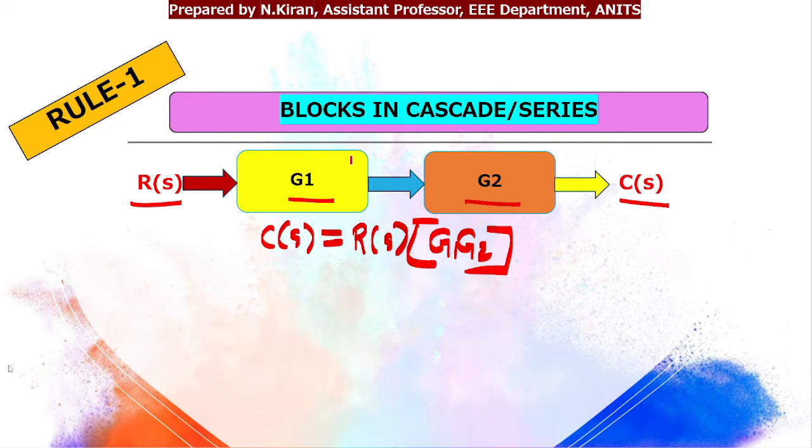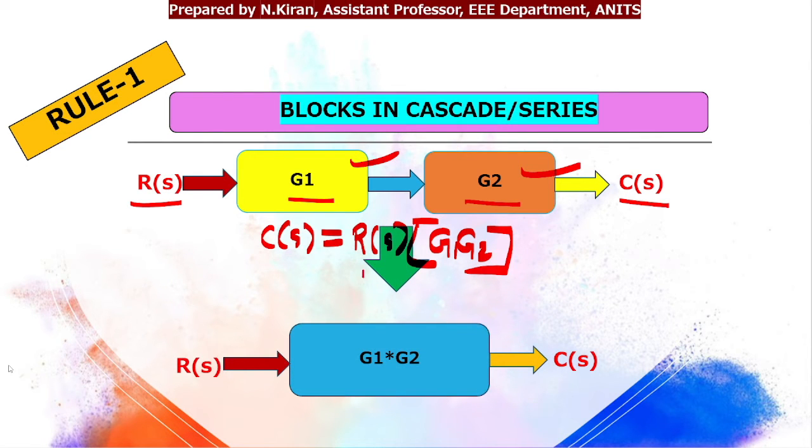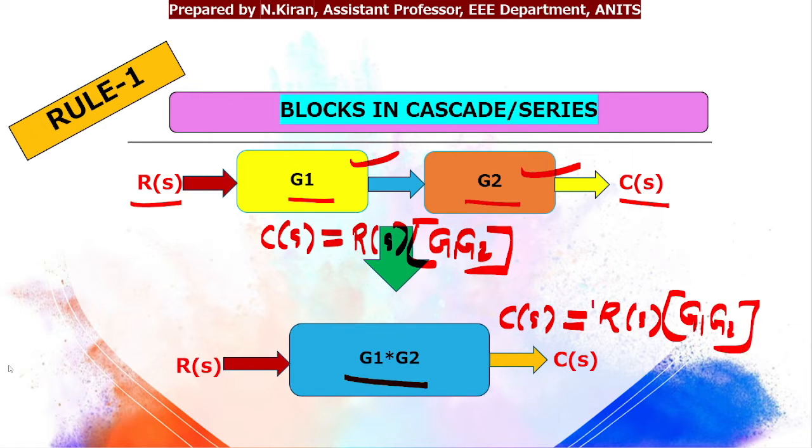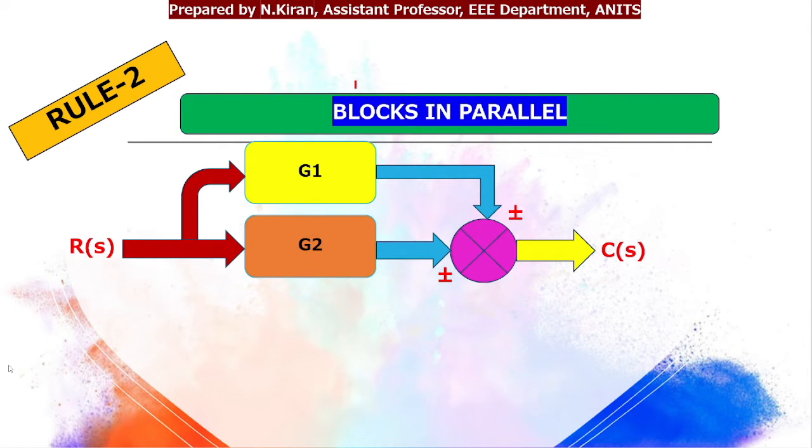These two blocks G1, G2, if they are in series, I can replace that by a single block of gain G1 G2. Here also, as you can see, the expression of C of S will still remain same. The input is R of S and the block gain is G1 G2. One must remember that before and after applying the rule, the expression for C of S should always remain same.